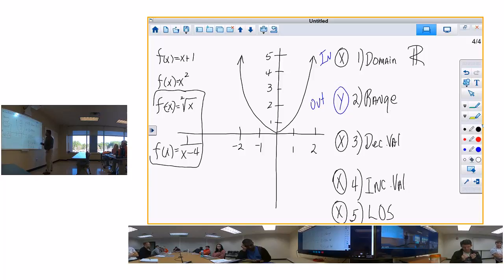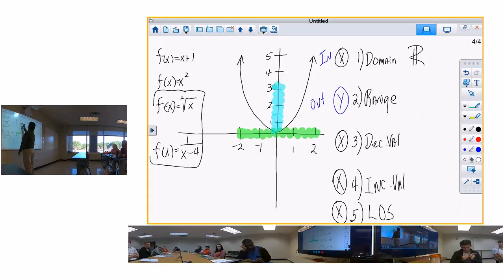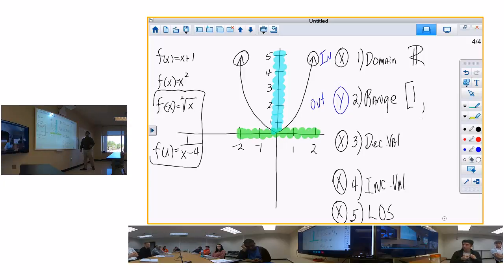So, if this is the domain, then the Y is the what? The range. So the range in this function is from 0 to what? It keeps going because we what? Infinity. So we're going to put interval notation. 0, we get a bracket. Bracket means that you include the number.